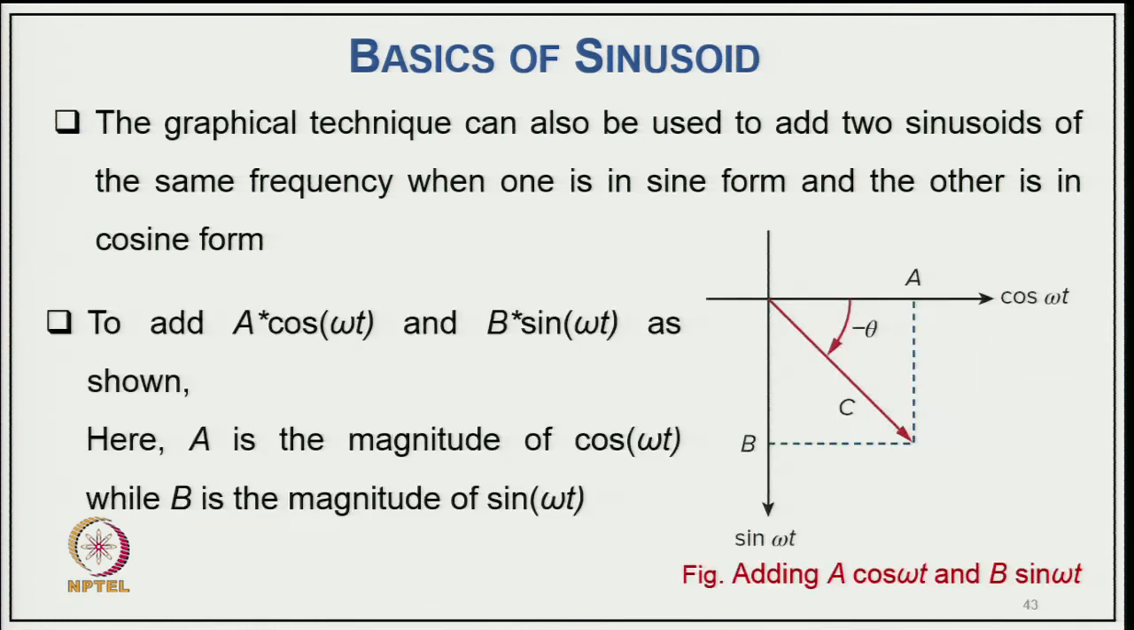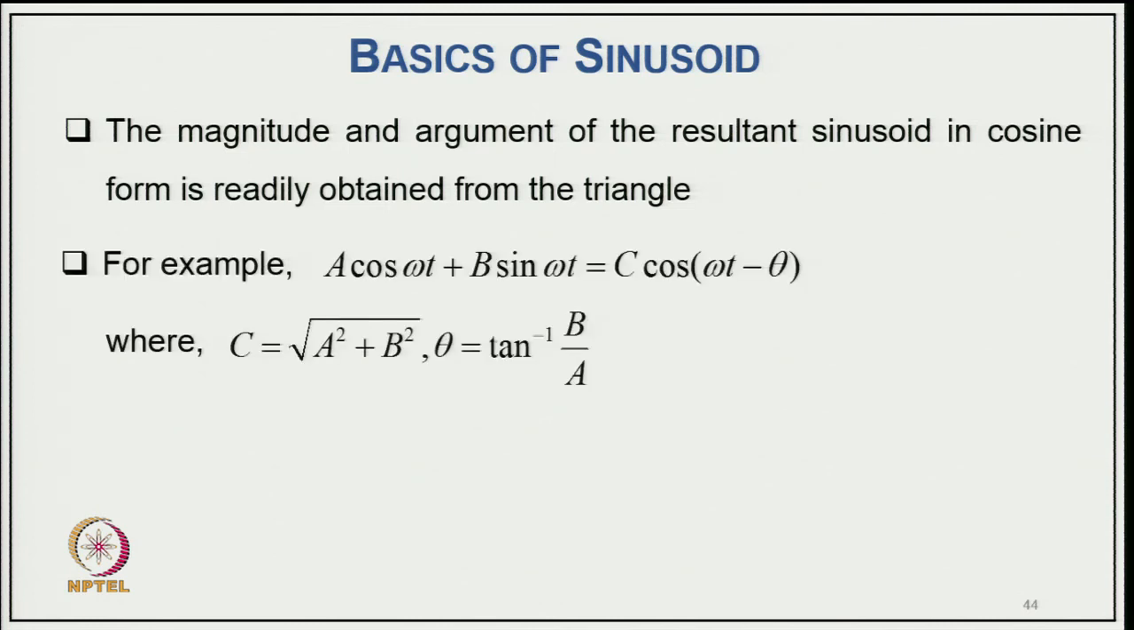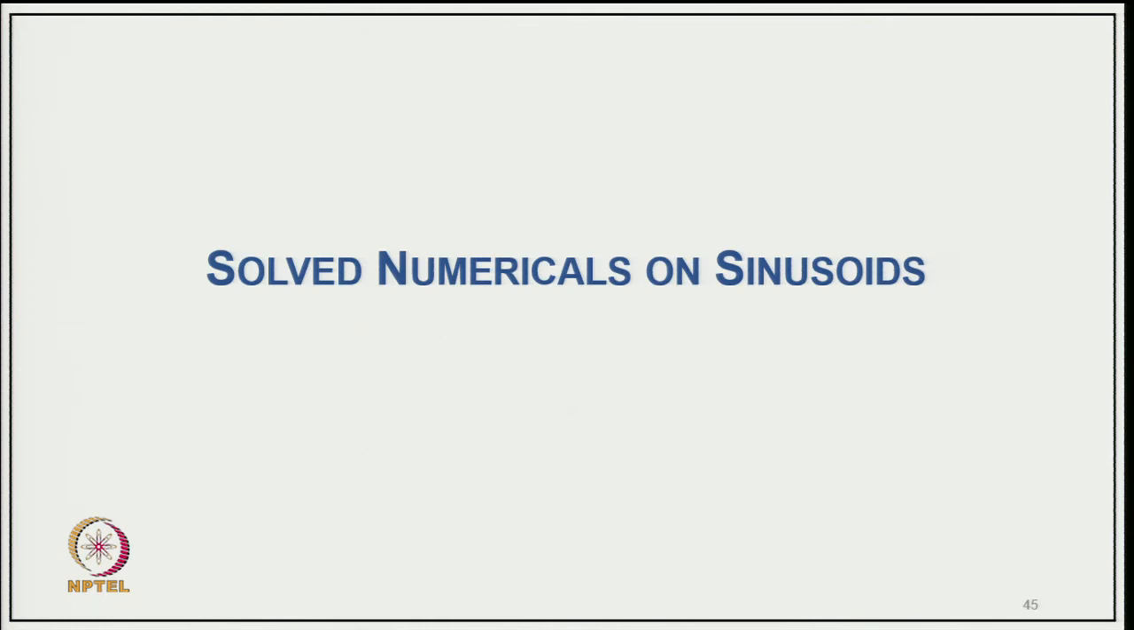and the other is in cosine form, and to add A cos omega t and B sin omega t as shown here. Here A is the magnitude of cos omega t and B is the magnitude of sin omega t. So, you just get the resultant of adding these two as C with an argument. So, the magnitude and argument of the resultant sinusoid in cosine form is readily obtained from, for example, A cos omega t plus B sin omega t equal to C cos(omega t minus theta), where C is the square root of A squared plus B squared, that is we call it the amplitude, and theta equal to tan inverse of B upon A. So, compared with the trigonometric identity, the graphical approach eliminates the memorization.